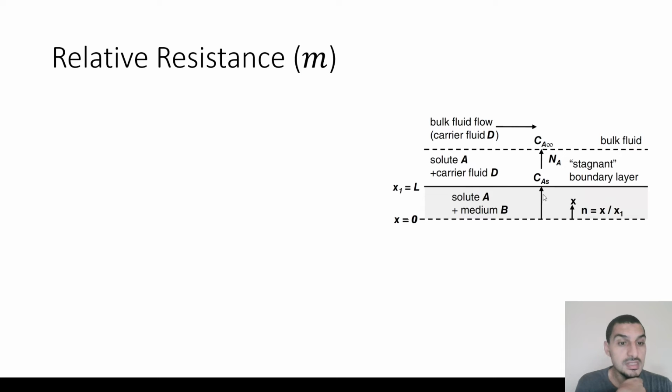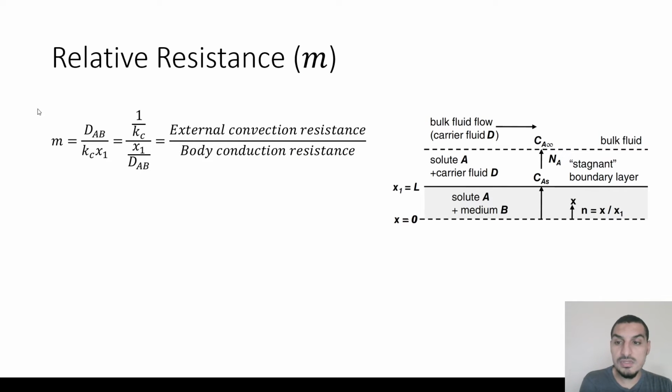One of them is the resistance inside the body, the resistance to molecular diffusion, and the other is the resistance to convection outside. So the relative resistance m is the diffusion coefficient DAB divided by Kc multiplied by x1, which can be rewritten as 1 over Kc divided by x1 over DAB. And this Kc is the mass transfer coefficient, and 1 over Kc is the convection resistance, like 1 over the heat transfer coefficient, here the mass transfer coefficient. So this is the convection resistance.